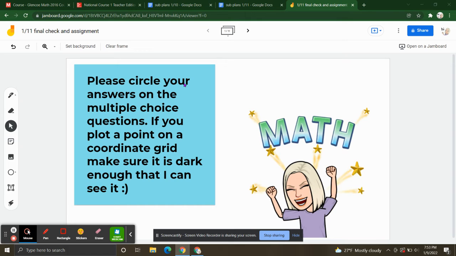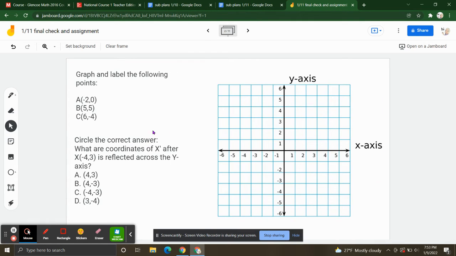So it says, please circle your answers on the multiple choice questions. If you plot a point on a coordinate grid, make sure it's dark enough that I can see. So looking at this, the first question is to graph and label the following points. And then you're going to circle correct answers. So what are the coordinates of x prime after you reflect x across the y-axis? Remember, y-axis is up and down, x-axis is side to side.